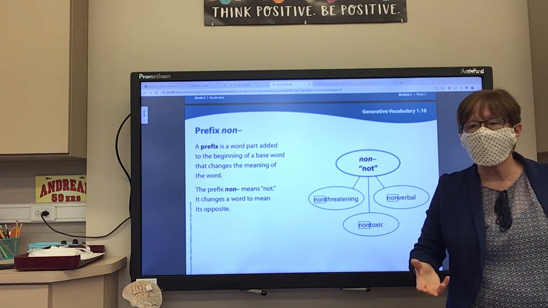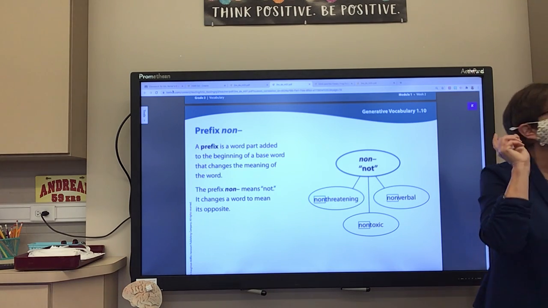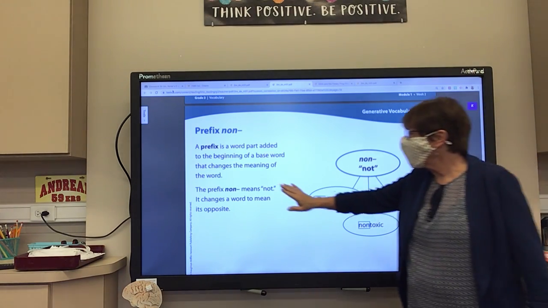It doesn't come at the beginning of a sentence. And where do we find a prefix? Where do I find it? Ivy? At the end of the word. No, I do not find a prefix at the end of a word. At the beginning of a word. Pre means beginning.